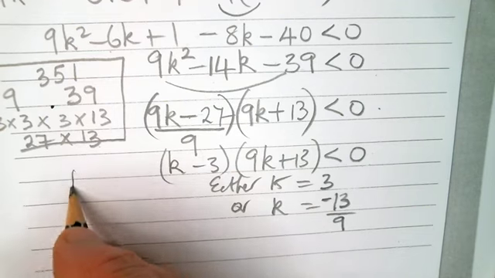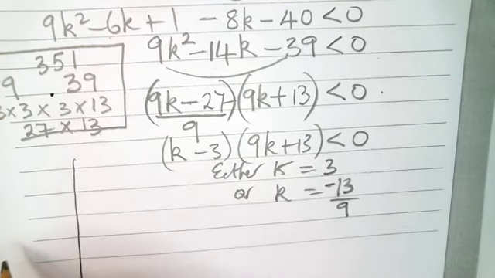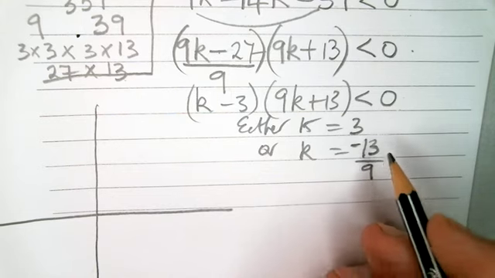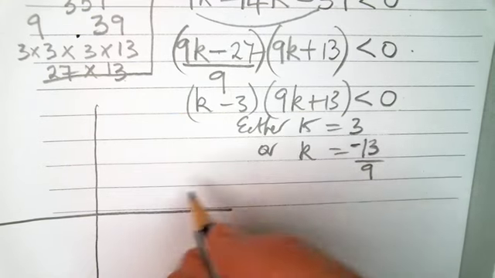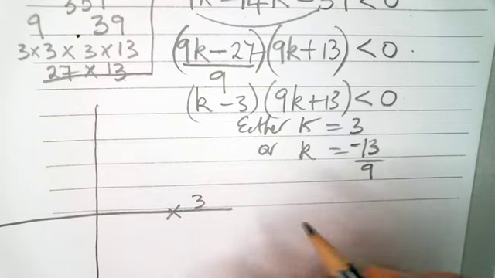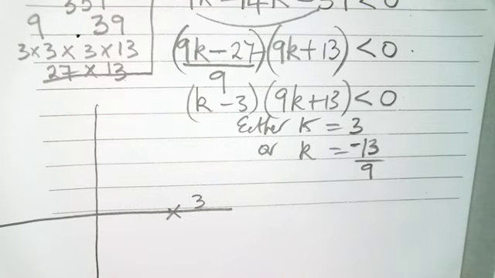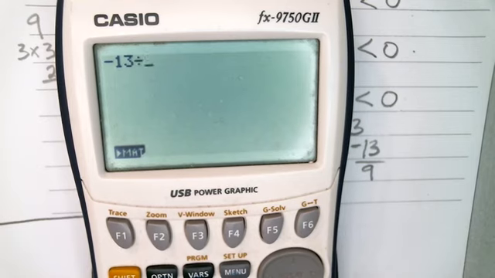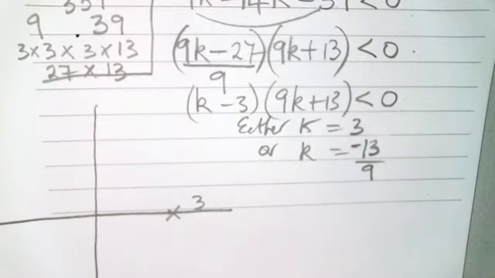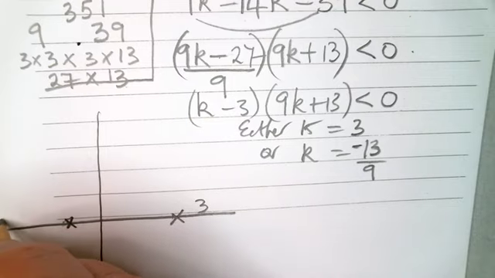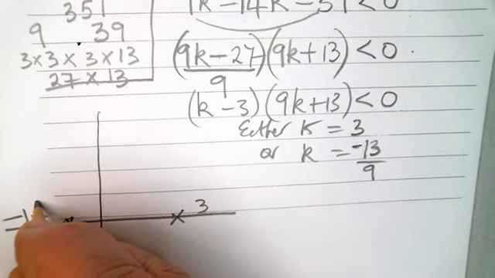So if I was to draw this out, it would look something like this. Here is some sort of a graph showing this. We've got a 3 over here, so I'll put a 3 here. And k is negative 13 on 9. And by the way, negative 13 on 9, what does that come to? Negative 13 divided by 9 is 1.4 and change, so I'll put it here. It's a negative 1.4 recurring.